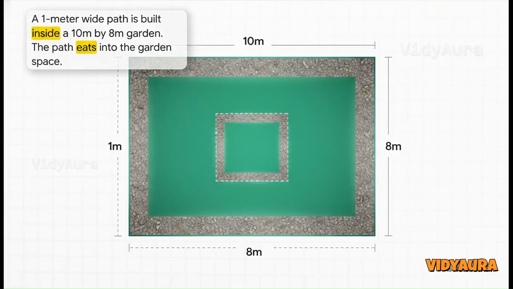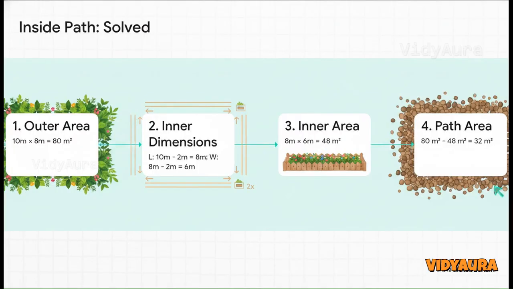So, in this scenario, the whole garden is our outer shape. The path is built on the inside, which leaves a smaller patch of green in the middle. Our job is to find the area of just that stone path. Let's just walk through this together. First up, we find the area of the entire garden, which is easy enough. 10 by 8 is 80 square meters.